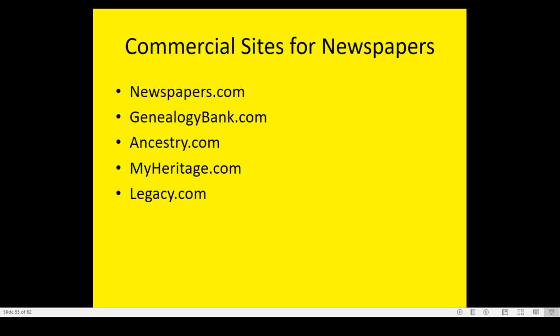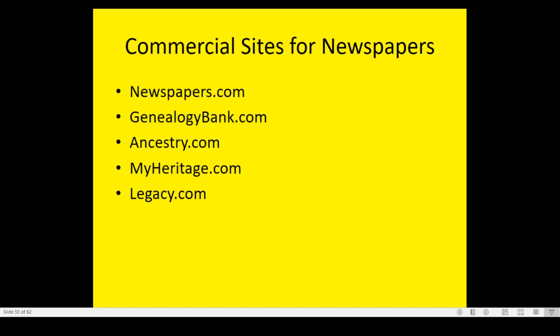Commercial sites for newspapers. These are kind of the biggies. Newspapers.com is probably one of the better ones. Genealogy Bank, I subscribe to that right now, simply because they had a fantastic sale. It was like a two-year subscription, and it was like $50 or $60 for 2 years. I couldn't pass that up.